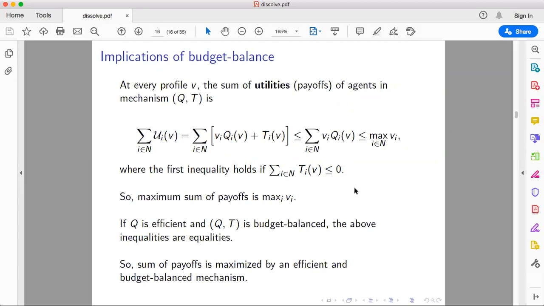So this is inside the class of mechanisms which satisfy this property. And of course, if this property is not satisfied, I can always maximize the sum of payoffs by giving the agents a lot of money, right? If the designer has a lot of money, it can always pump in money and maximize the sum of payoffs. But here we are working under the constraint that the designer has nothing to offer to the agents. It can only redistribute the surplus the agents generate. And basically the maximum the agents can generate is max v_i. So if you want to maximize your payoffs, you better choose a mechanism which is efficient and budget balanced.